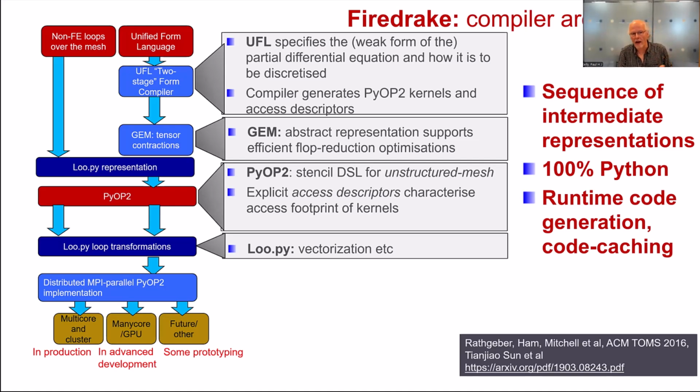So from there, we get a representation called loopy, which is essentially a loop tree representation. And that forms the body of the kernels that I mentioned earlier on, where the kernels have a kernel that operates only on local data, local to a mesh element, and then a declarative specification of how that kernel is to be fed from the mesh. That's what the PyOP2 layer is.